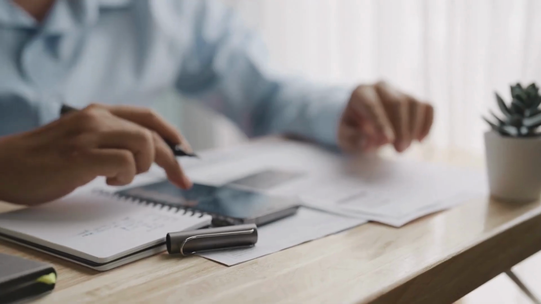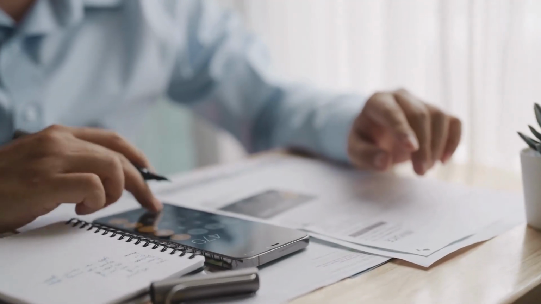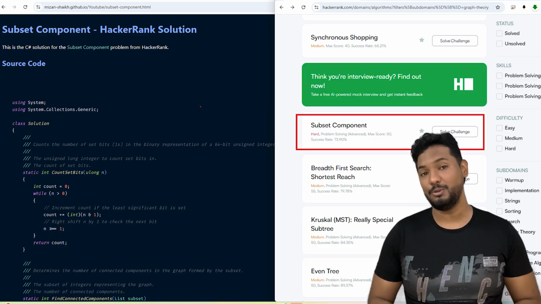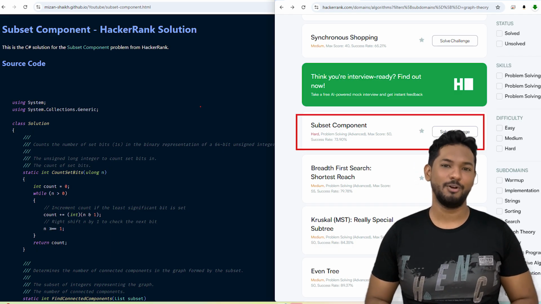Picture this, you're organizing a party and you need to figure out the best combination of friends to invite based on their interests. It sounds straightforward, but what if you had to consider every possible combination? That's exactly the challenge we are facing today, a problem from HackerRank. We'll explore how to work with subsets and components in a way that's not just theoretical but also applicable to real life situations. Curious about how to break down complex combinations?